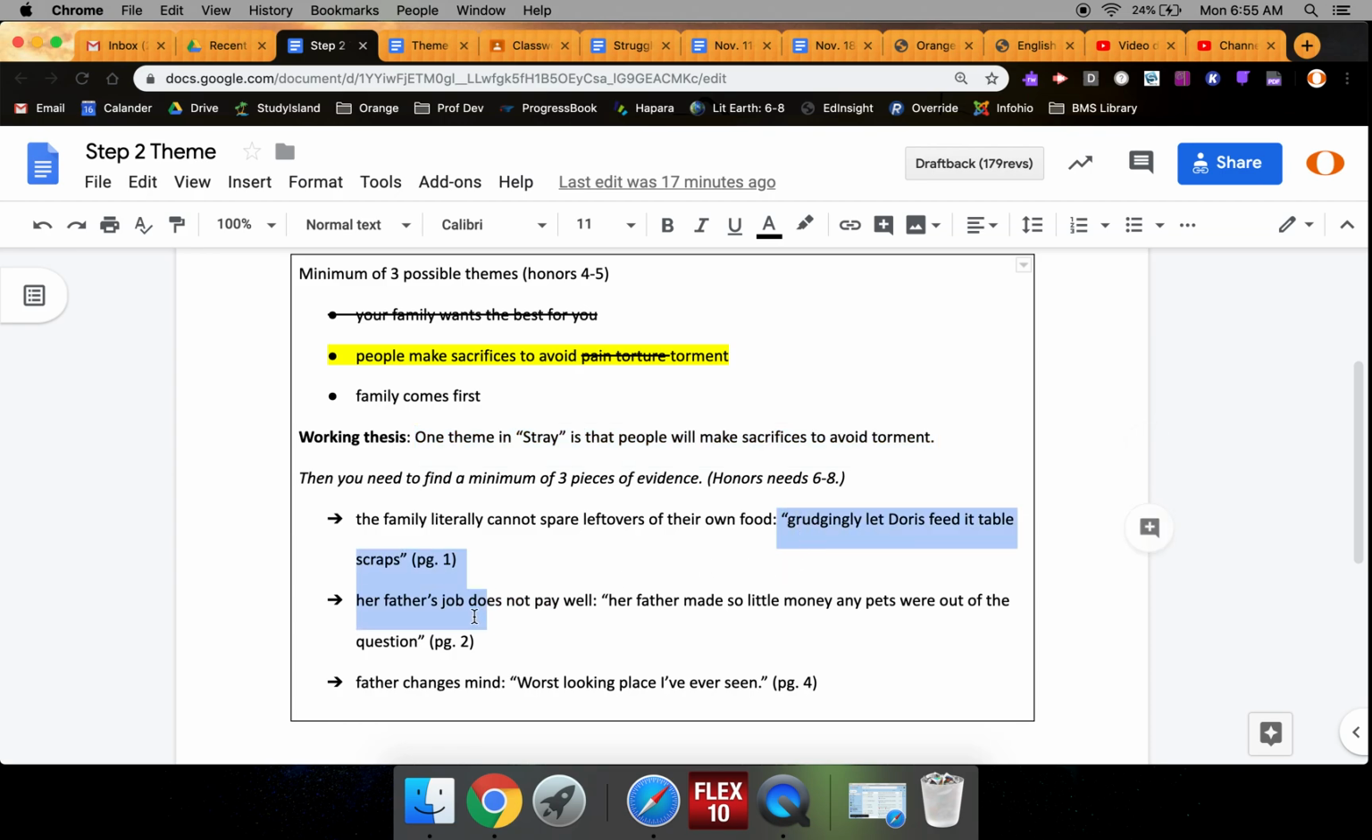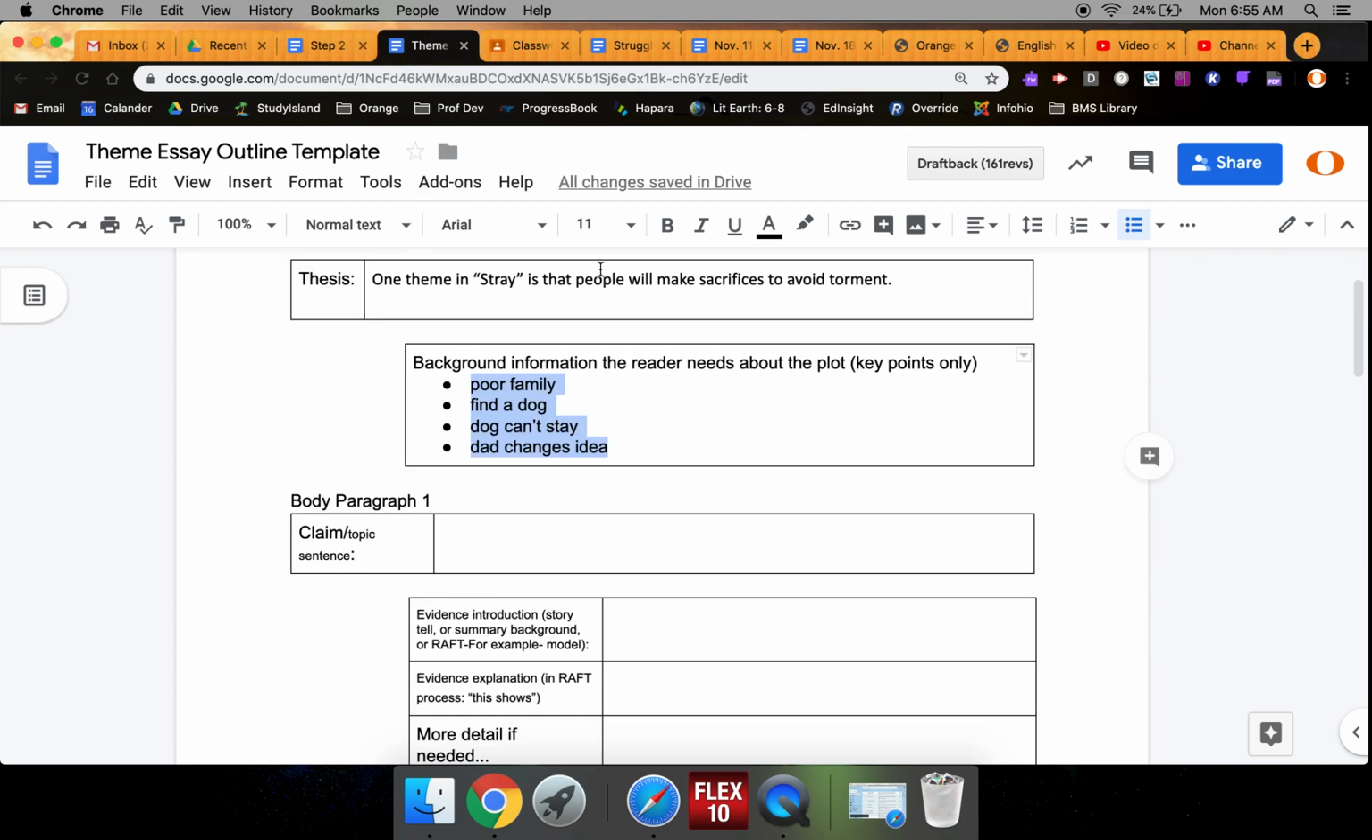I'll go ahead and copy this because I'm definitely going to need this in part of this paragraph. So the idea is the family literally cannot spare leftovers of their own food. Okay, so I've got to think about my theme, and I've got to tie my theme together with that idea. So, how am I going to do this? I have an idea. In the beginning of the novel, what word can I pull from up here?